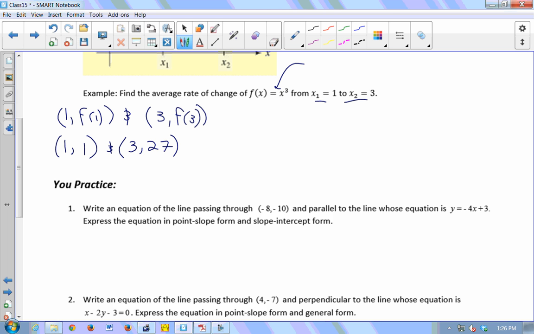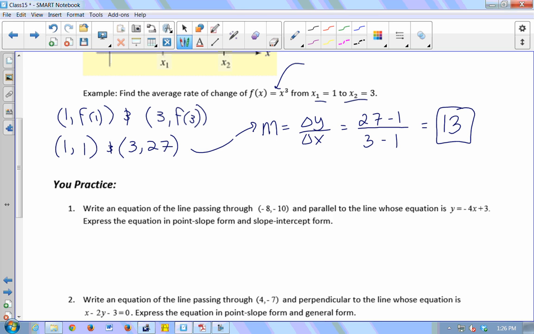That means just find the 2 points on the graph that have an x coordinate of 1 and an x coordinate of 3 and find the slope between them. So my slope here would be change in y over change in x, which is 27 minus 1 over 3 minus 1, which is 13. And there's no units on that because this problem doesn't represent anything. So just 13.